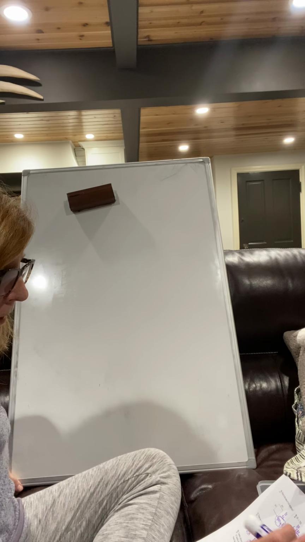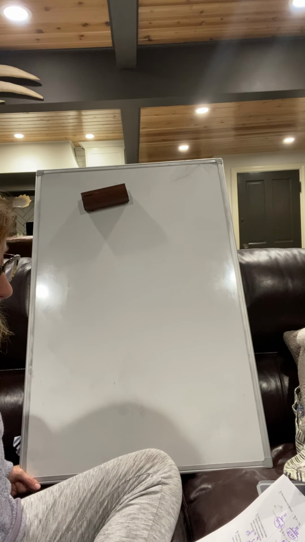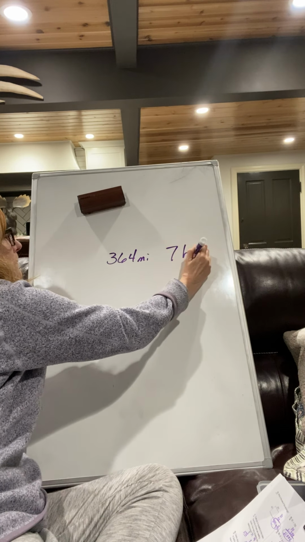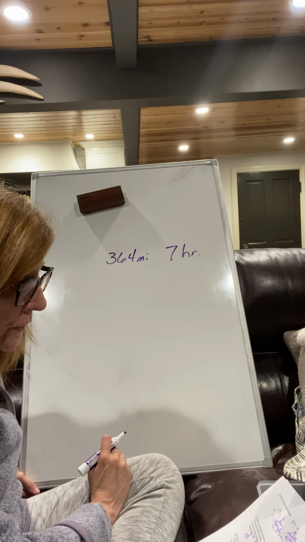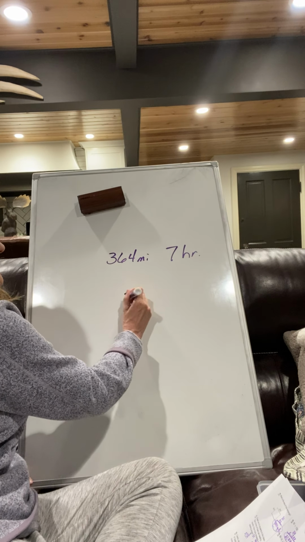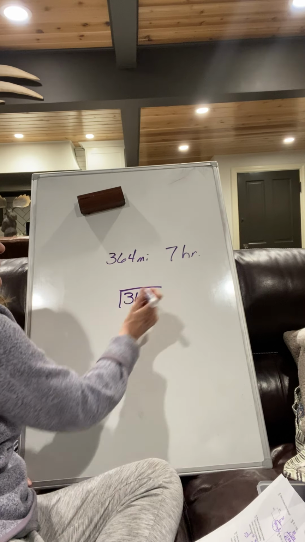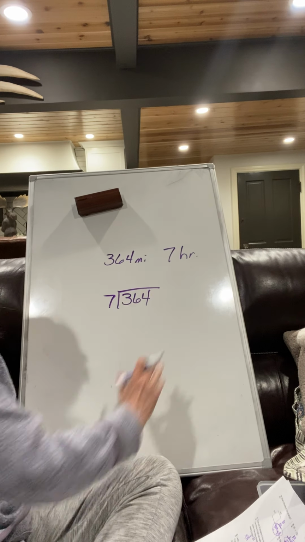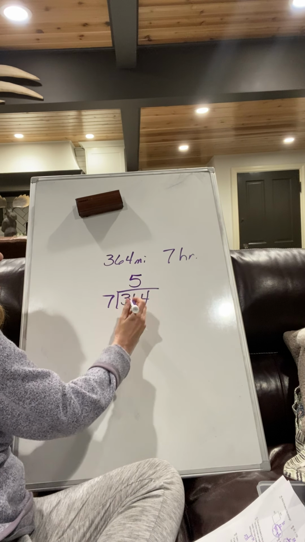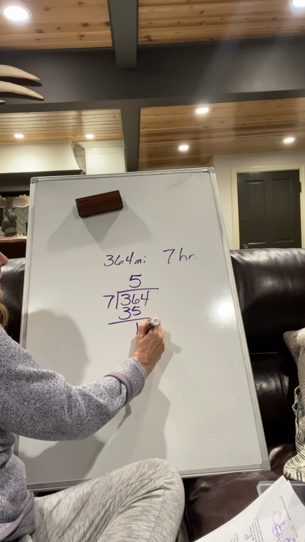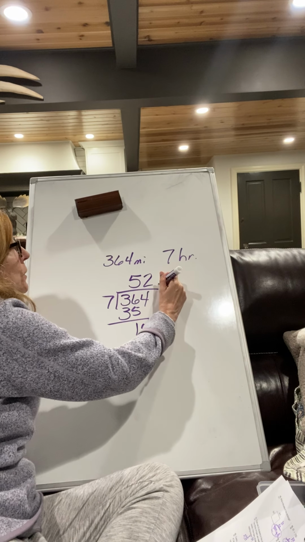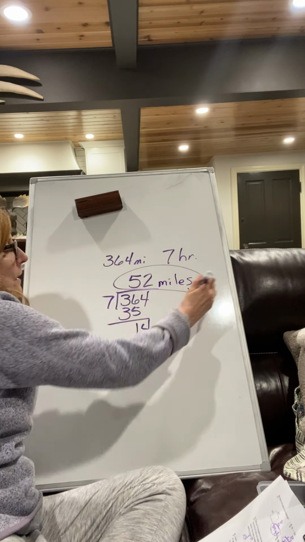The next, number 12. Cedric drove 364 miles in 7 hours. If Cedric drove at a steady speed, how far did he drive in 1 hour? Well, we're going to have to take the total number of miles and divide it into 7 pieces, and that'll give us the 1 hour. So 7 into 36 will go 5 times. That's 35. 14 divided by 7 is 2. So our answer is 52 miles.